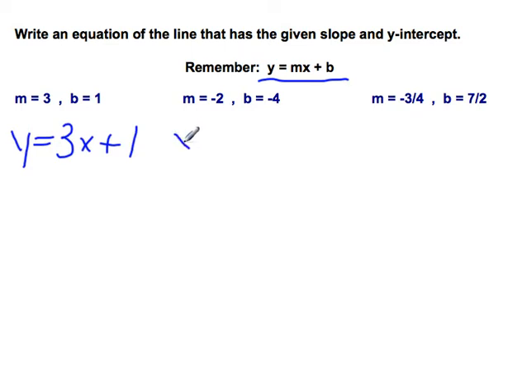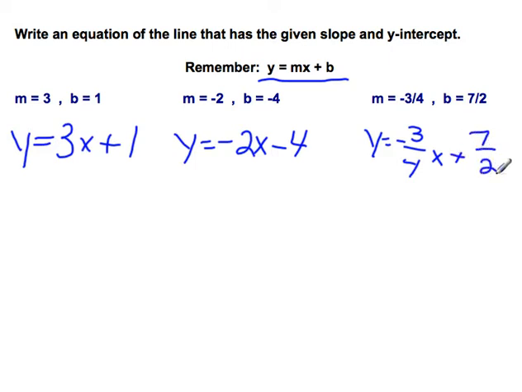To write that equation, it would be y equals negative 2x, and this time b is negative 4, so I'm going to write minus 4. And then for this last one, y equals, my slope is negative 3/4, so it'd be negative 3/4 x, and b is positive 7/2, so I'm going to go plus 7/2. And that's how you'd write an equation given m and b.